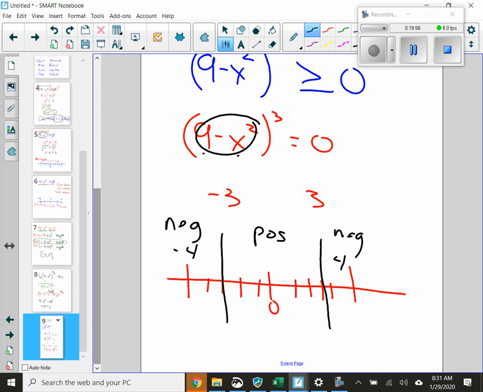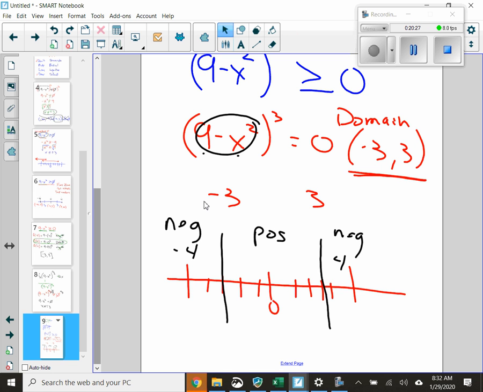So the domain of my derivative is exactly the same as the domain of my function. The domain of my derivative is -3 to 3. And there's no place between -3 and +3 that it doesn't exist. So the domain of my function is -3 to 3. The domain of my derivative is -3 to 3. So now I'm in a good position to find the rest of the critical points.